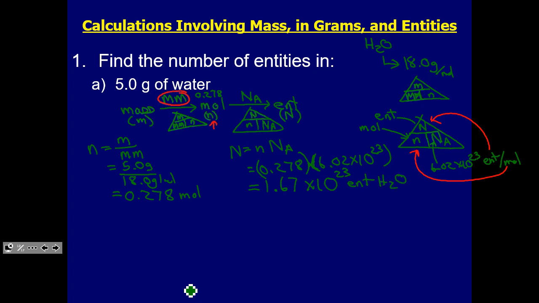That actually should be rounded to 1.7 times 10 to the 23 because of the two significant digits in the 5.0 grams of water. Entities of water could be written as molecules, because that's what water is. But you know what? I'm fine if you just write it as entities. So there are questions that involve two steps. We make the maps and we complete them. Okay? One more.